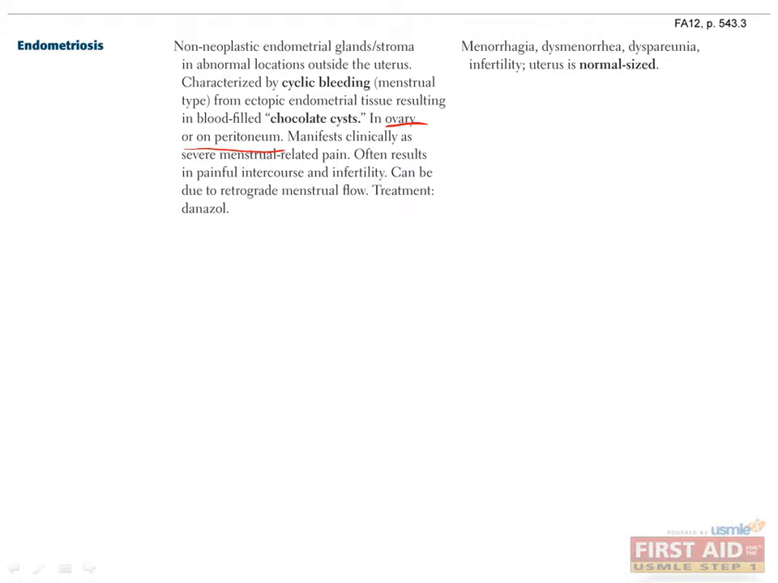So can you recall from your anatomy where the pouch of Douglas is? It's located between the uterus and the rectum. When you have endometrial tissue implanted there, the patient may have painful defecation during menstruation.